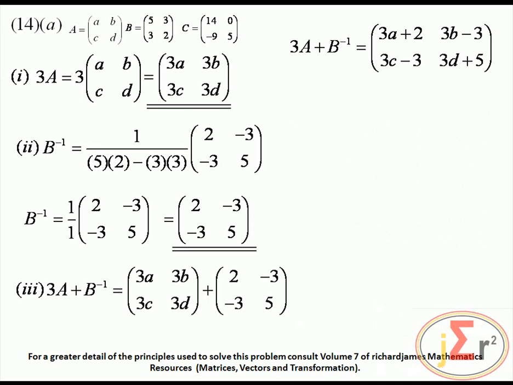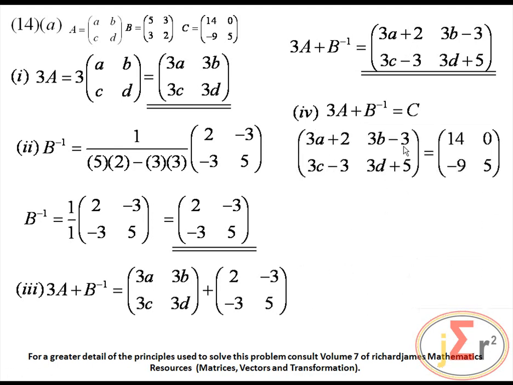Part 4. The values of a, b, c, and d will be determined if 3A plus B inverse is equal to C. So we have 3A plus B inverse, and that we will equate to C. So what do we know? This is 3A plus B inverse, and this is C that we take from right there. And we need to determine all of those unknowns.